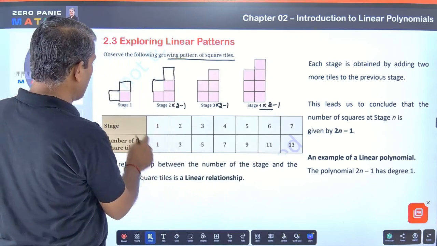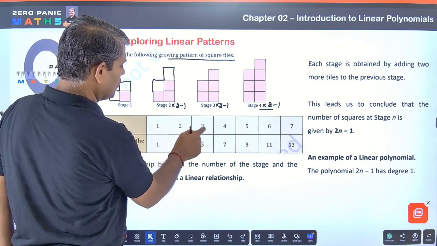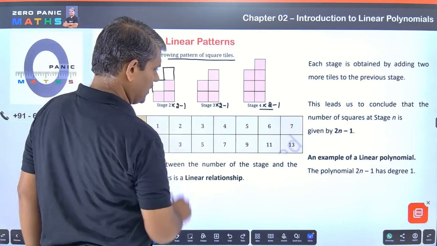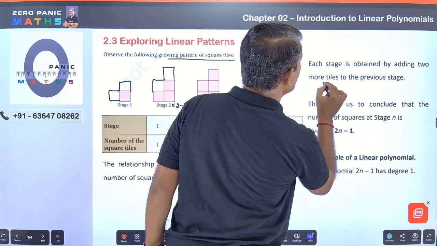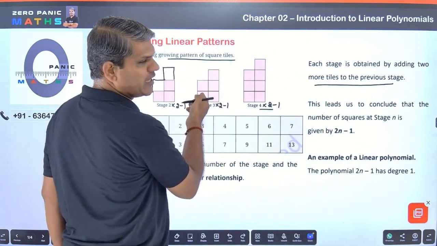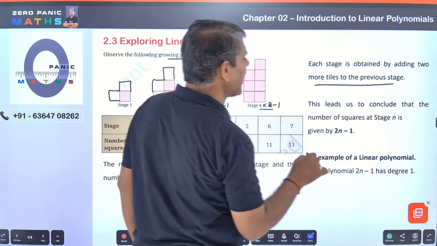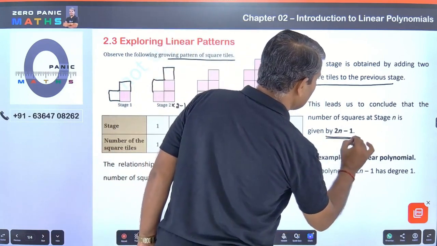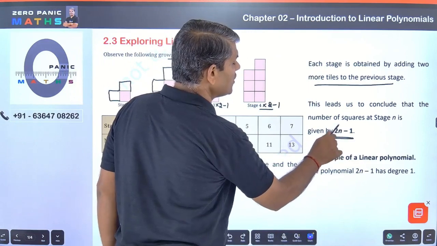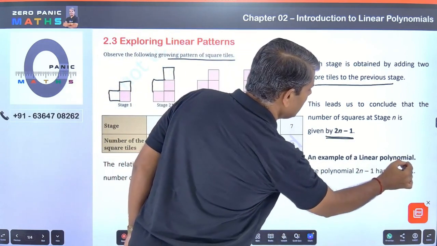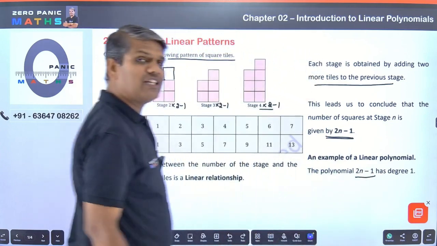At stage number 1, it is only one tile. At stage number 2, it is 2 into 2 minus 1, that is 3. 3 into 2 minus 1, 5. 4 into 2 minus 1, 7. In this way, each stage is obtained by adding two more tiles to the previous stage, as I have already explained here. Two tiles are getting added at each stage, and this leads us to a linear expression 2n minus 1, where n is 1, 2, 3, the number of stages. This is also an example of a linear polynomial: 2n minus 1 with degree 1.